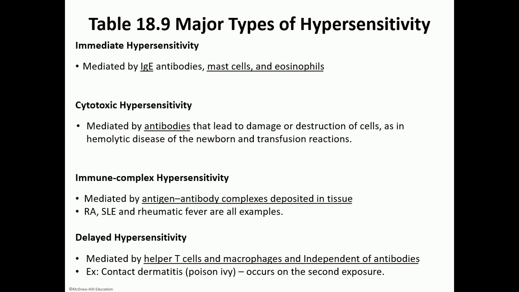Now going over to the major types of hypersensitivity, there are 4 different kinds. There's an immediate hypersensitivity reaction, and those are mediated by the immunoglobulin E's, mast cells, and eosinophils, which is basically you touch something and you are allergic to it, and you get a rash right away from it. Okay, so that is your immediate hypersensitivity.